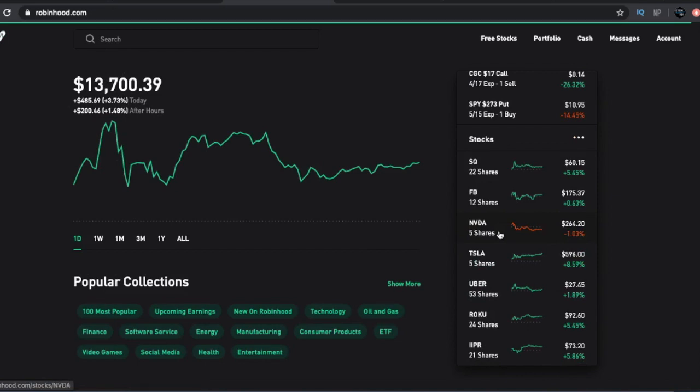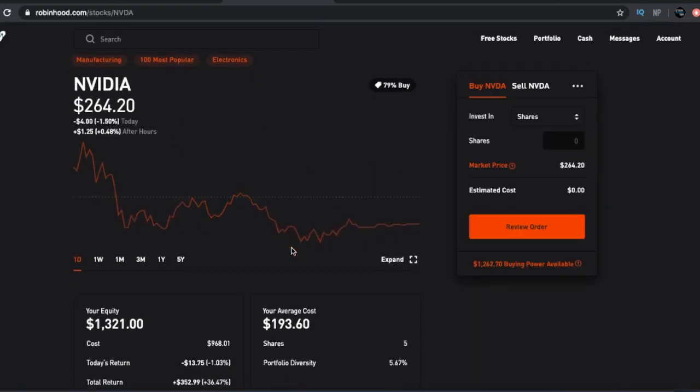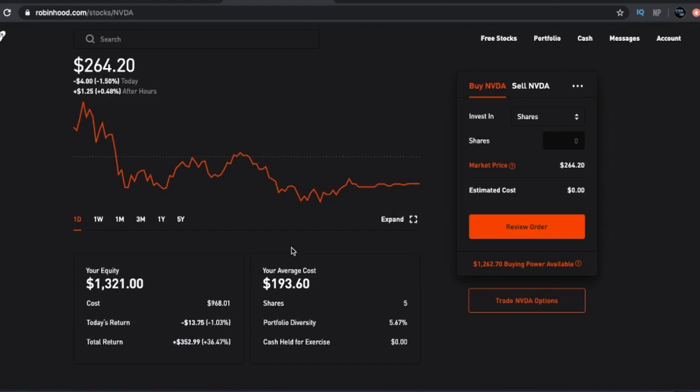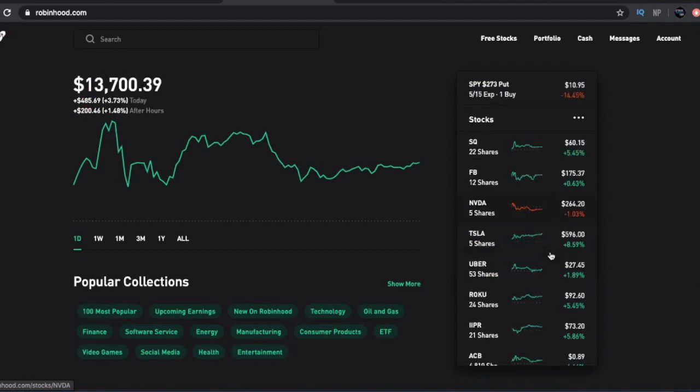Next one we have here is Nvidia. Nvidia is at 264. There was only one time in this downtrend from the market that I was able to buy some, and it just barely hit. And I'm up 36.47%. Don't plan on buying any Nvidia until it breaks below 200. Next one, I'm doing this very, very quickly.